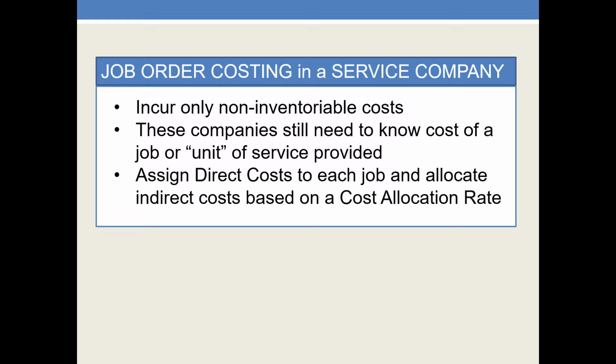What we'll do is assign direct costs to each job and allocate indirect costs based on a cost allocation rate. Now this should sound familiar because this is very much like what we did in a manufacturing situation. Assign direct material and direct labor directly and allocate overhead.